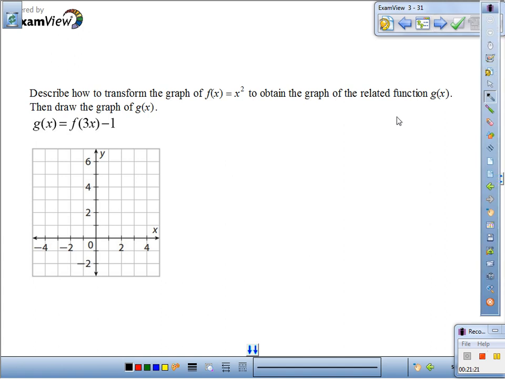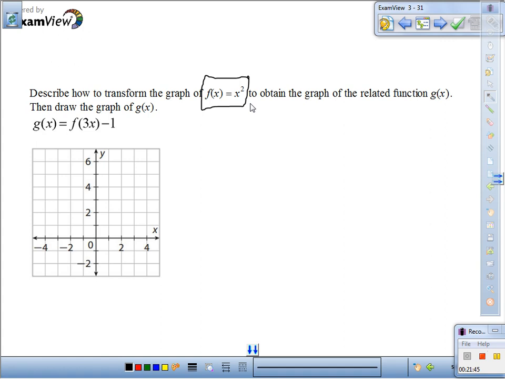Here we go. It says, describe how to transform the graph f of x equals x squared to obtain the graph related to the function given. So, ready? They're asking you to describe first that one. What does that mean? That I need to graph that one.